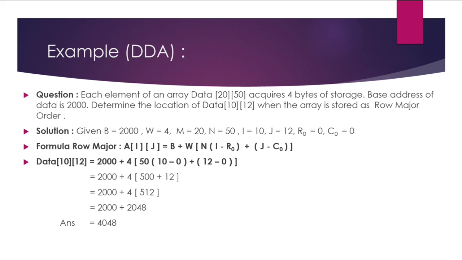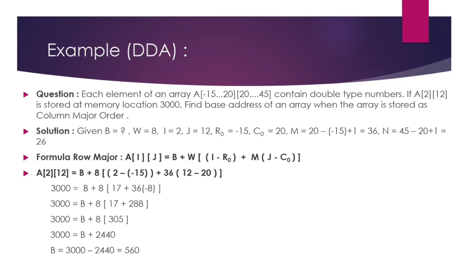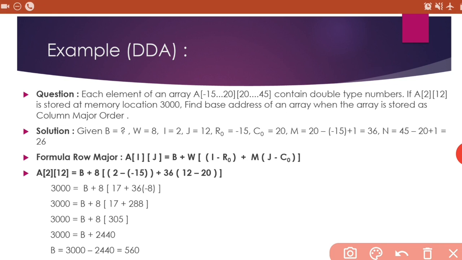We have to put all these values in our formula and find it out. I know you all know the math, how we put the values and find it out. And see, I'm getting 4048. In this way you have to calculate the elements. Now I'm moving on to the second example, where a few things were changed. The orientation of the array is changed.